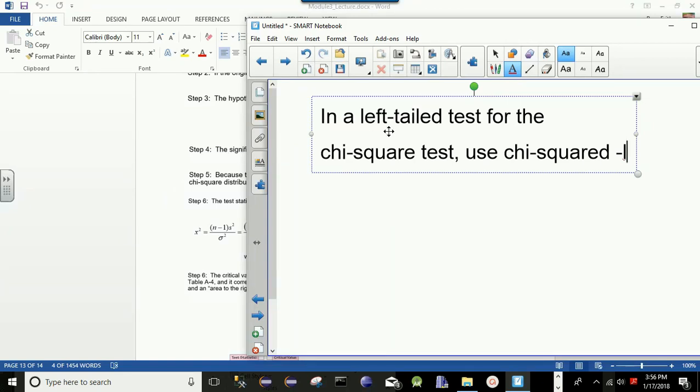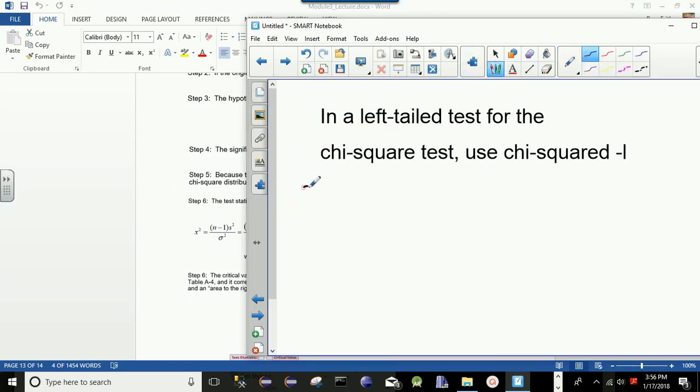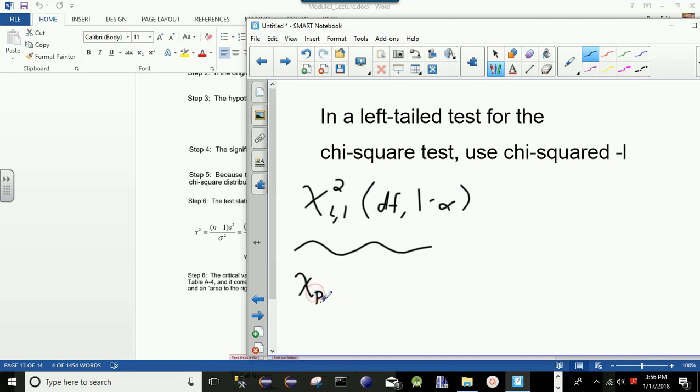So the chi-squared L value will be this. I'll put a comma 1 here because it's a left-tailed test. You'll use degrees of freedom and 1 minus alpha. If it's a right-tailed test, then you'll do a table lookup of these.